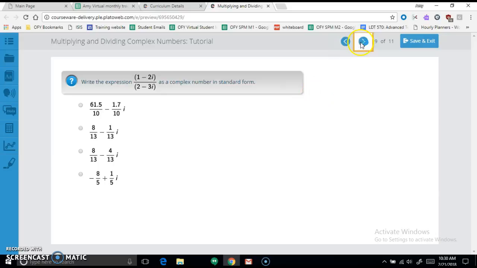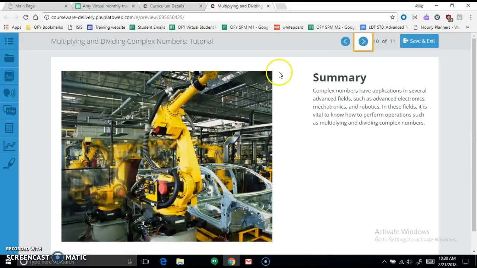Okay, and so then the rest of these are just some practice, which hopefully will be pretty easy now.